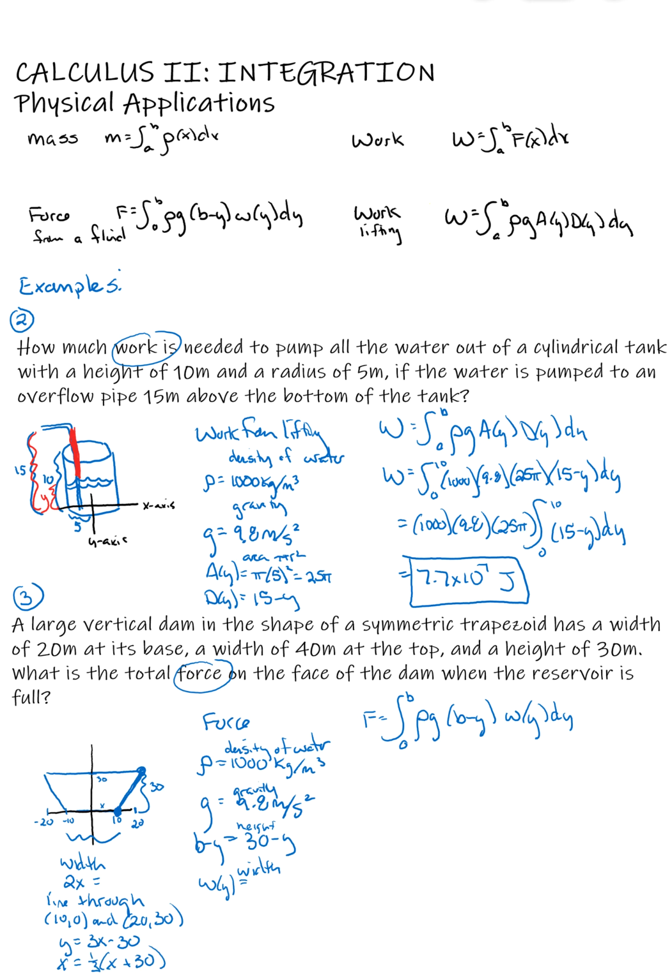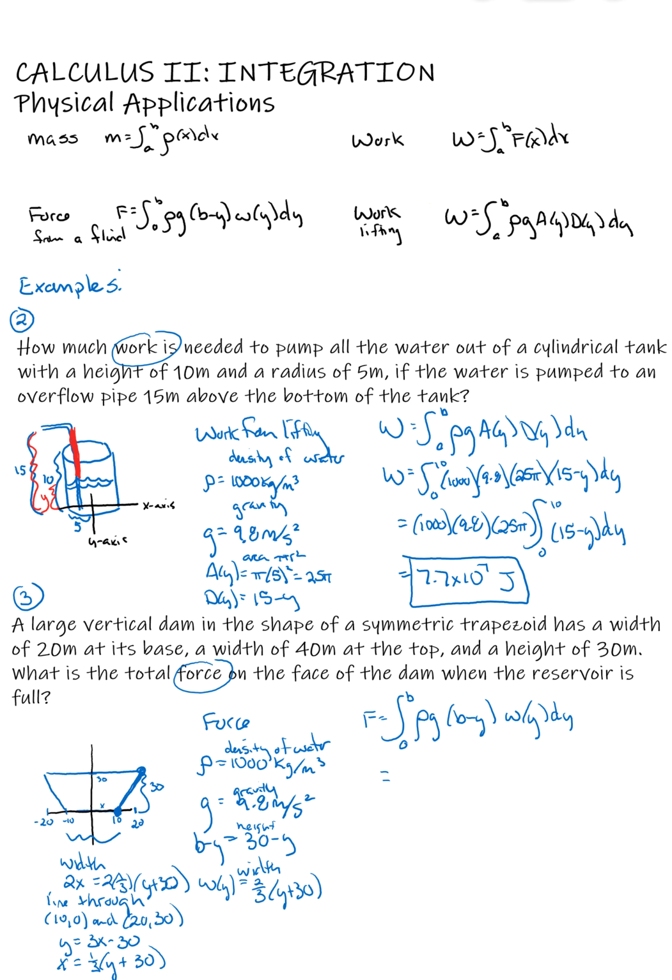So there's the x value. Of course, remember our width is actually 2 times that, so it's 2 times 1/3 times (y plus 30). I'm sorry, that's not an x, that's a y. So all in all, our width is 2 times 1/3, which is 2/3, times (y plus 30).